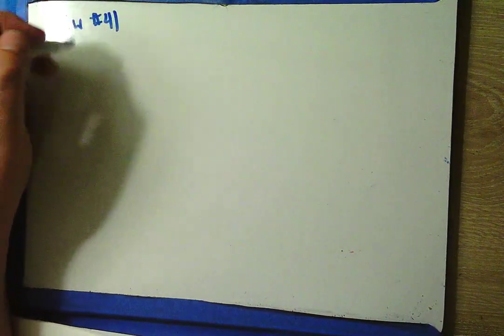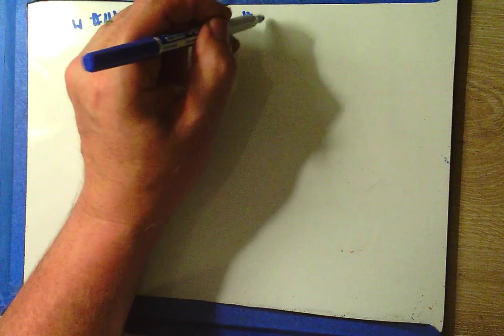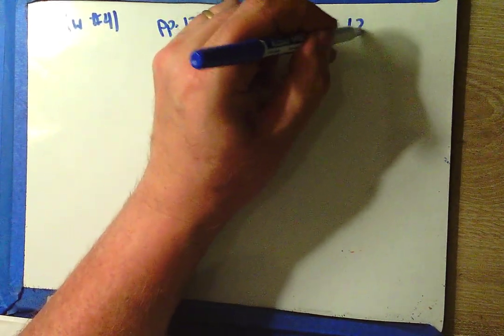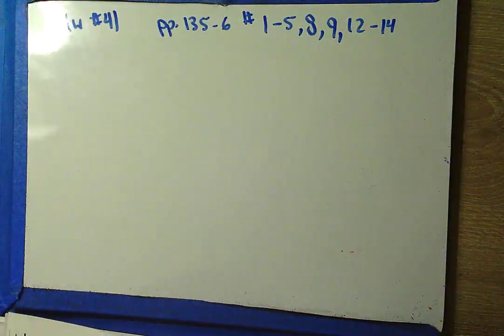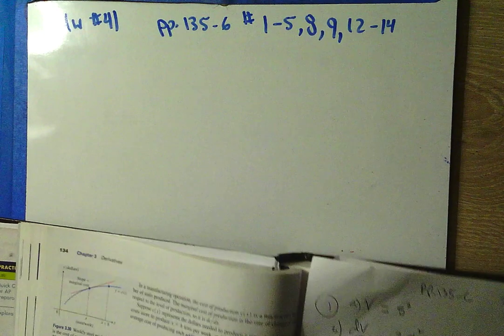Hi everyone. By Haley's request, I'm doing homework number 41. This is pages 135 through 6, numbers 1 through 5, 8, 9, 12 through 14, from our rate of change day 1 assignment.